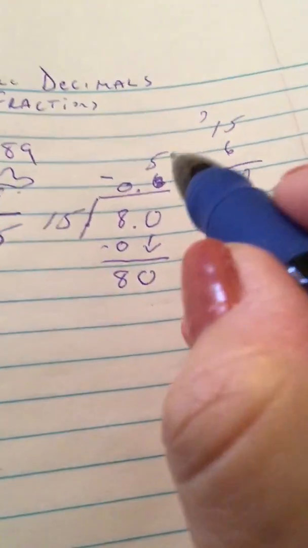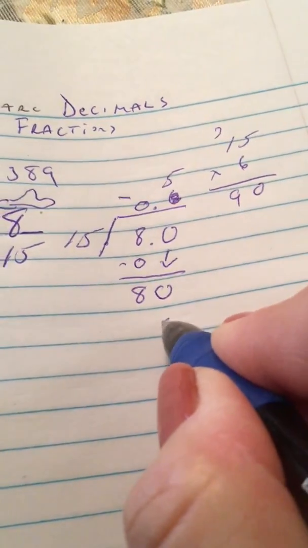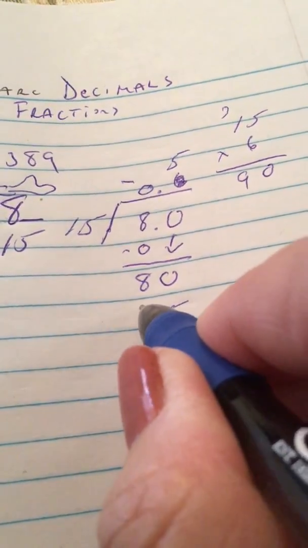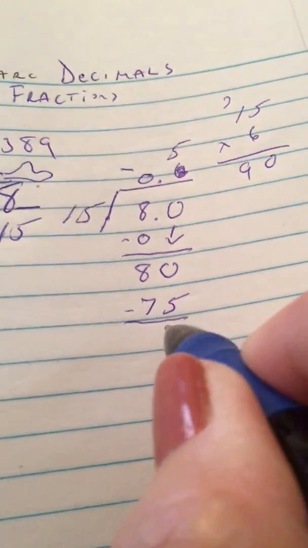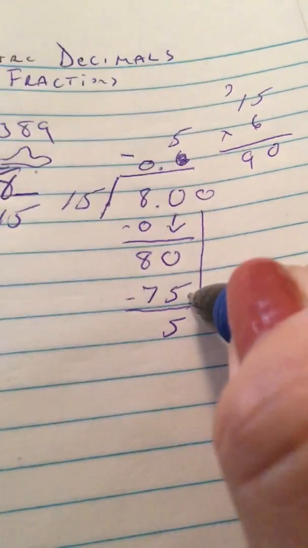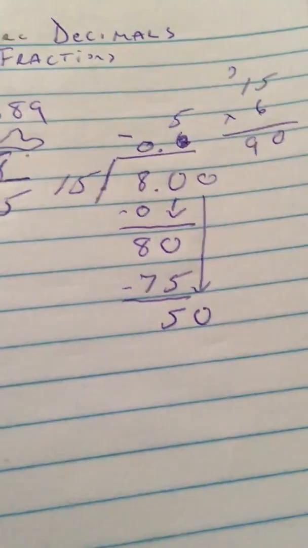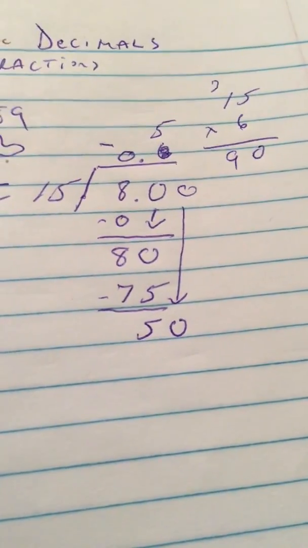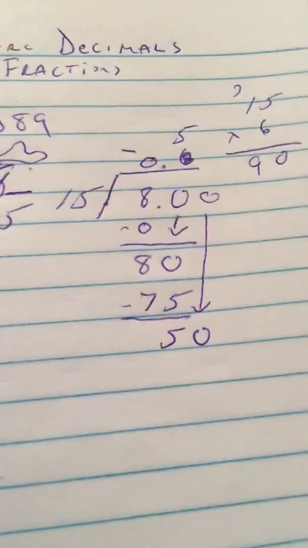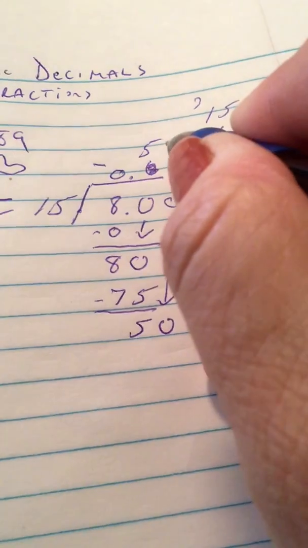Alright. 5 times 5 is 75. Put down my 5. Carry my 2. 5 times 1 is 5. Plus 2 is 7. And I'm going to annex a 0. Okay, how many times will 15 go into 50? 15 times 4 is 60. So I'm going to use a 3.